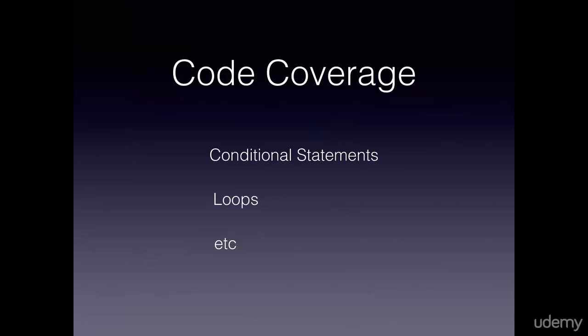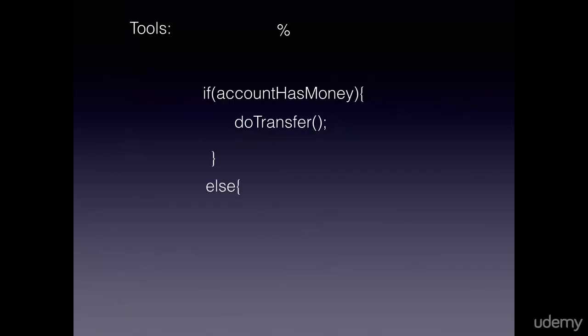We measure code coverage using tools. These tools run our tests against the source code and will give us the percentage of code coverage, and will also show us which lines of source code are tested, which lines are not tested, and which need more testing. For example, here is an if-else block wherein we do a money transfer if there is money in the account, and we will throw an exception if there are no sufficient funds.